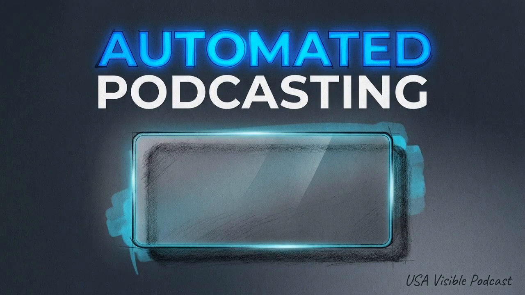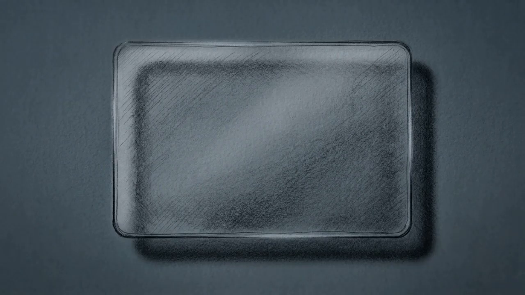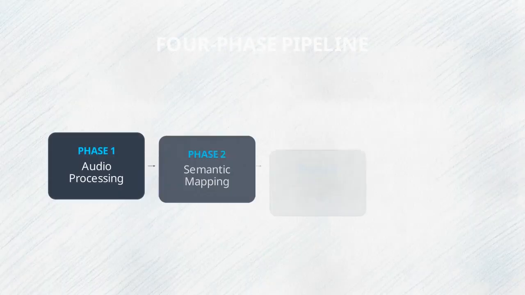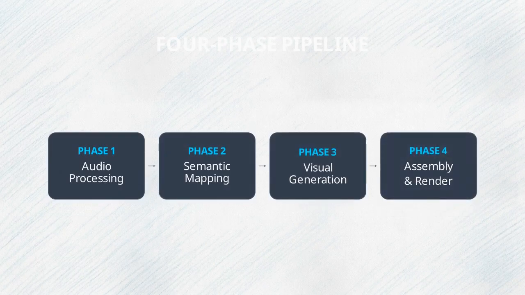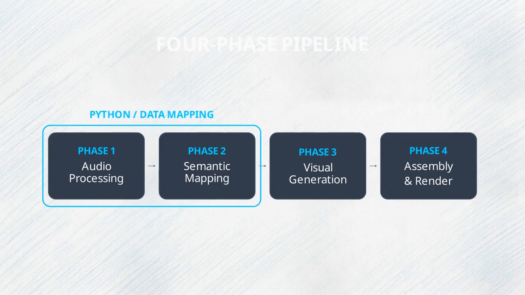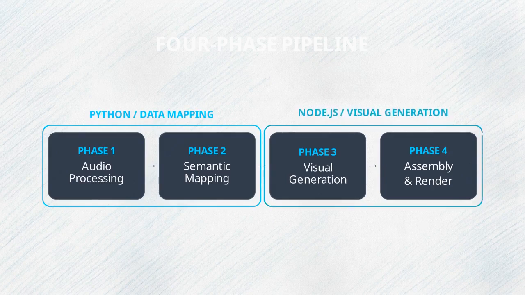It features crisp 4K text, cyan highlights that light up with the speaker, and glass-like UI cards sitting over a deep slate background. To achieve this without writing a single line of CSS, we will build a 4-phase pipeline. This hybrid approach uses Python for heavy data mapping and Node.js for the visual rendering.